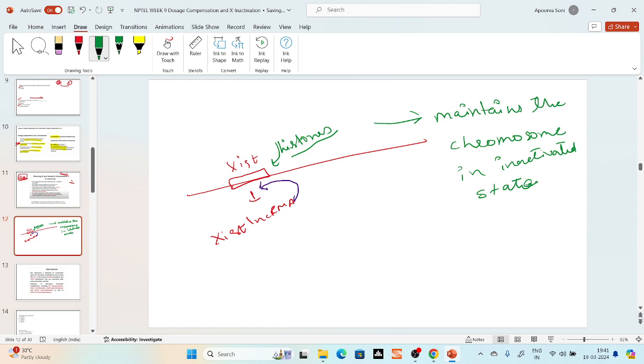state. Okay, so this Xist non-coding RNA gets back to its own gene, and then it recruits some of the histones, and these histones maintain the chromosome in inactivated states. So this is how this Xist non-coding RNA helps in repression of the X chromosome. So it maintains the X chromosome in inactivated state, specifically the X chromosome.